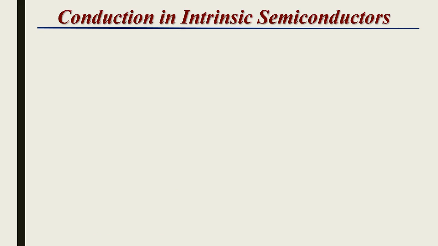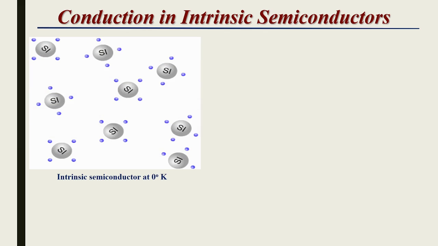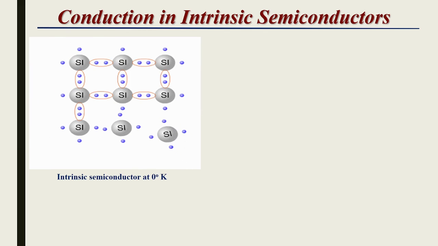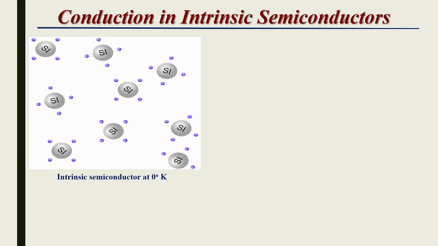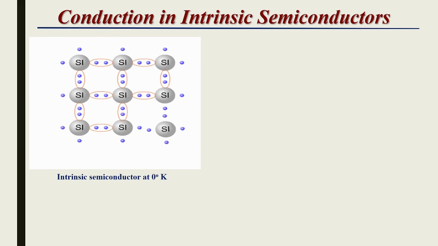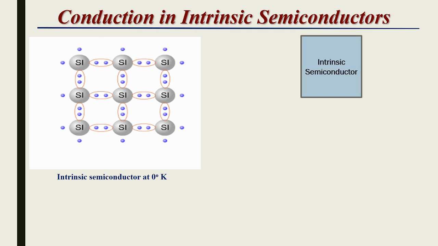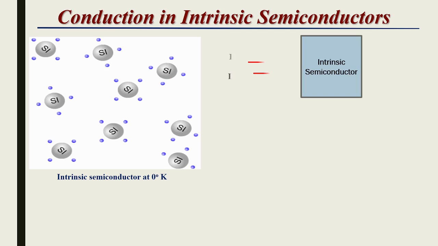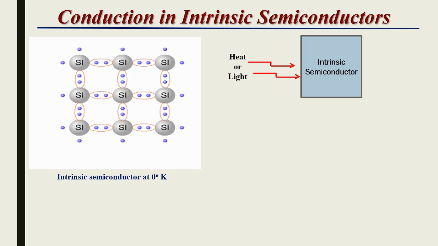So how does the conduction take place in intrinsic semiconductor materials? This is the intrinsic semiconductor material at 0 degrees Kelvin. That means we can say that no free electrons or holes are there for the conduction. So when heat or light is incident on this intrinsic semiconductor, what happens?